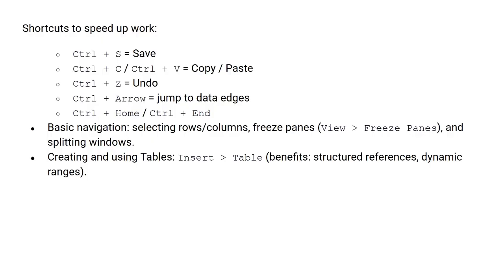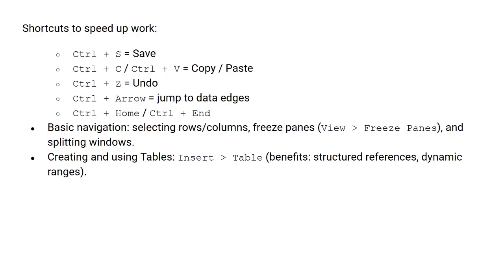Then we have control page up, which jumps to the data at the edge, and control page down, which jumps to the last data at the edge. So you have it on your laptop. It's written PG UP or PG DN. Then we have control home. Control home takes you back to the first row of your data set, and control end takes you to the last row of your data set.